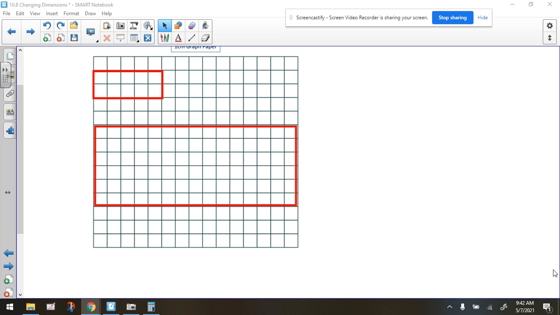We're going to take a look at how changing the dimensions affects the area. So we have this smaller rectangle here, which you can see is a 5 by 2. So let's throw the dimensions on there. 5 by 2. And what we're going to do is triple the dimensions. So triple means times 3, right? We're going to triple the dimensions. So triple, and I'll write down that that's times 3.